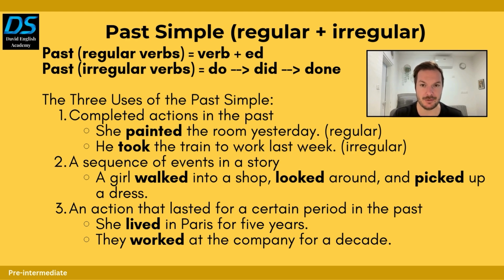The three main uses of the past simple. Number 1, it's a completed action in the past. We usually know when this happens too, so it's completed and finished. Example: she painted the room yesterday. That's a regular verb, but remember, she painted the room yesterday. We know that we have yesterday, which is a finished time, and then we have painted, a finished action.